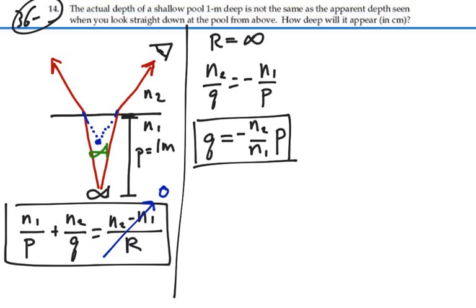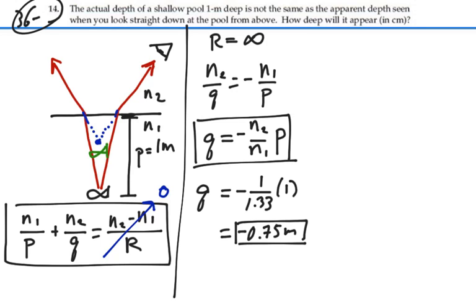image distance in general, and in this case, N1 being the water, 1.33, and N2 being the air, our Q is going to equal a negative 1 over 1.33 times the depth, which is 1 meter. So this is going to be equal to a negative 3/4, or a negative 0.75 meters.